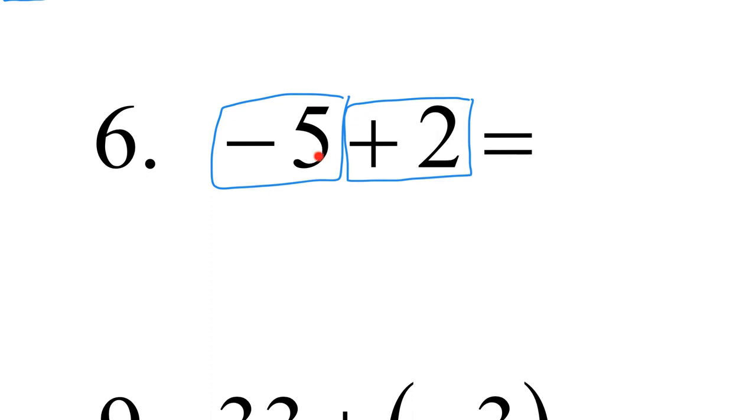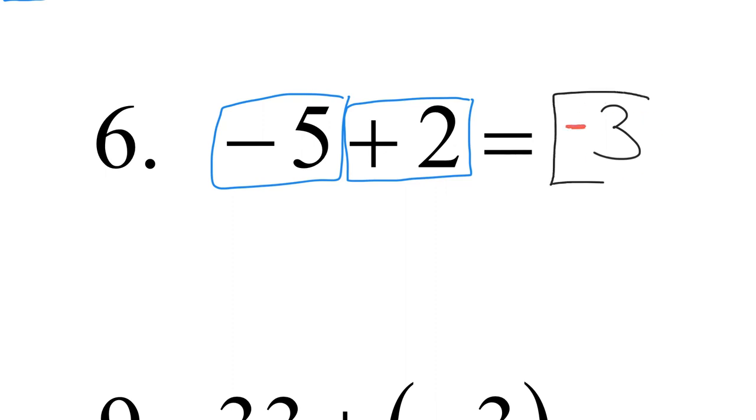So first, let's go ahead and subtract the numbers. 5 minus 2, that's going to be 3. And the biggest number is negative. So let me show you right here. The biggest number is 5, which is negative. So my answer has to be a negative 3.